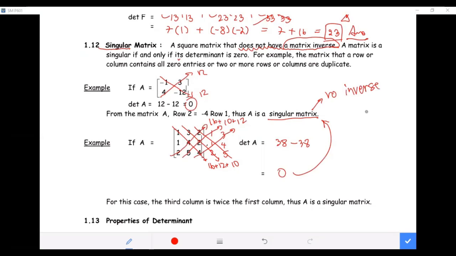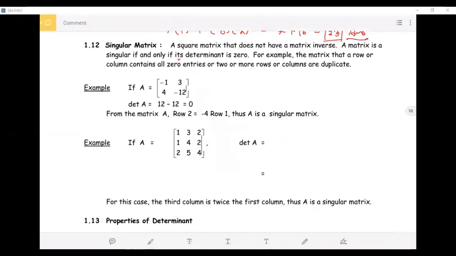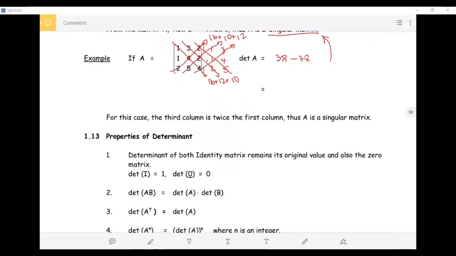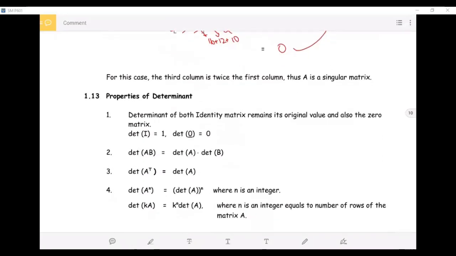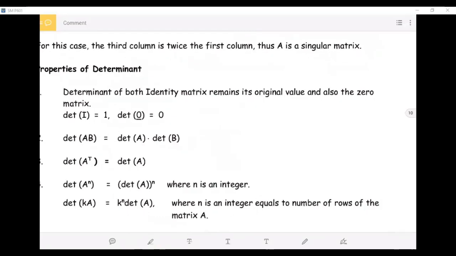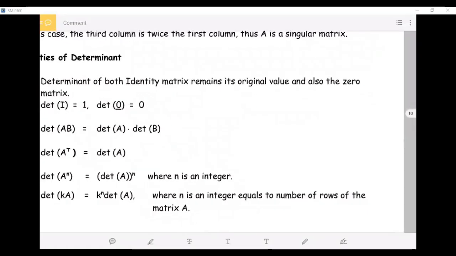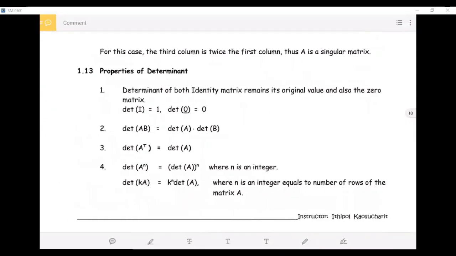And what's the meaning of that no inverse? If you have a question now, you have to wait a bit because we will talk about the inverse later. Not now, but I will. Okay, let's go to the next one: properties of determinants.